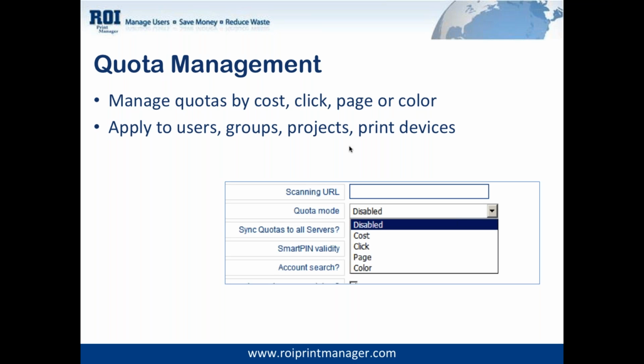We can also assign costs to projects. So if it's a specific project, or maybe in the case of a legal firm, a particular customer, for example, we can assign budgets to that. We can also assign budgets, or quotas, to print devices as well. So again, we can apply anything that we're doing from a rules and quota management perspective to users, groups of users, projects, print devices, applications. It's all fairly flexible within the software.